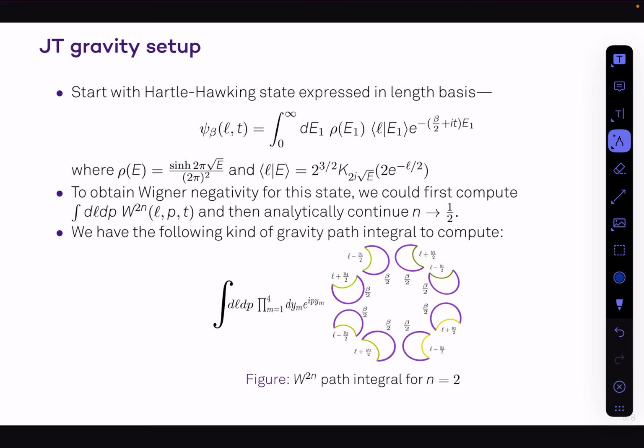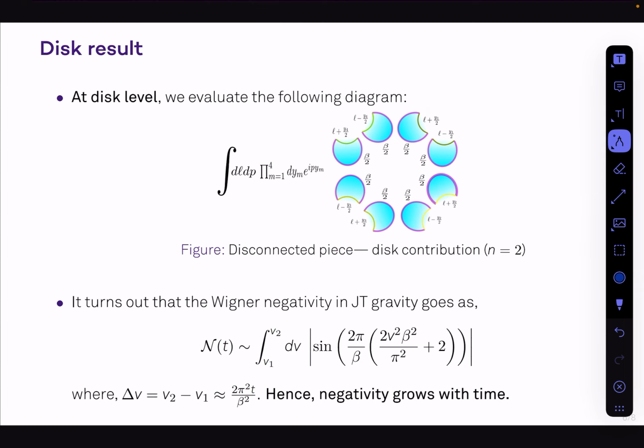So, what is the setup in JT gravity? We start with the Hartle-Hawking state expressed in the length basis, and then we wish to compute the Wigner negativity. To obtain Wigner negativity, we first compute this particular quantity defined here, and then analytically continue n to half. Now, this quantity W to the power 2n is actually given by a Euclidean gravity path integral with this kind of boundary conditions. At leading order, this disk diagram is the one that dominates, and we evaluate this diagram and find in the end that Wigner negativity grows with time.